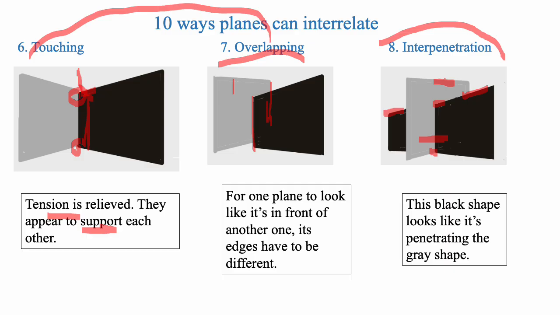Why don't these others look like interpenetration? Well, this first one could be. This black one could continue beyond and behind the gray one. But we just don't see that because that's a very complicated interpretation of a simple picture. We see this as touching. We don't see this as interpenetration. And how about this last one? Can this be interpenetration? It can't because this corner of the black square doesn't touch the gray one. So this cannot be interpenetration.